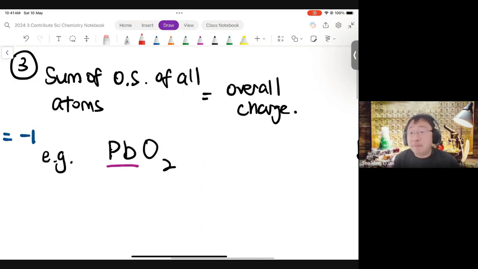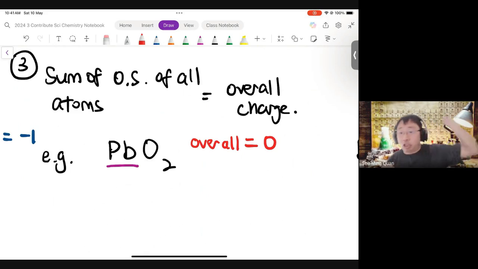The first one is PbO2. So the formula of the compound is PbO2. You're going to ask yourself, what is the overall charge? The overall charge here must be 0, right? It's simply 0 because there's nothing written on the top of PbO2. It's not PbO2 plus, it's not PbO2 minus, it's just PbO2. This means that the overall charge is 0. Automatically, we start applying the rules.